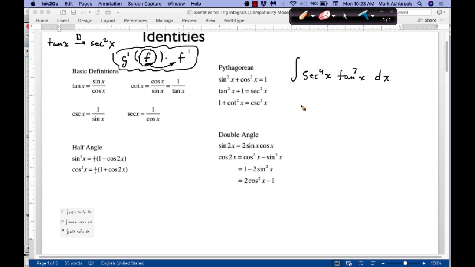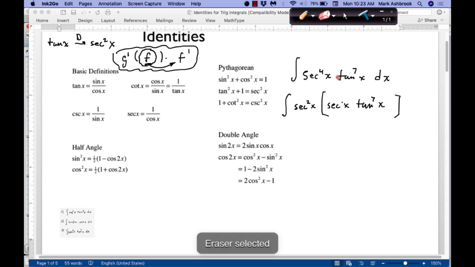So can we get this as secant squared times something, first of all? Can we get this all as secant squared times something? Secant squared times what? Another secant squared, because that gives secant to the fourth. And then? Now, in order for this, that's a square, by the way. So in order for this to work, then everything in those brackets has to be what? If this is going to work.